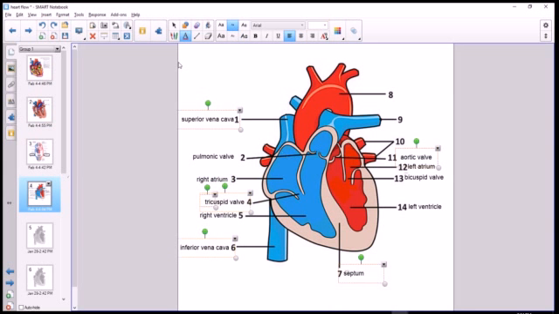Moving over to the other side, we have this vessel that leaves the right ventricle. And this vessel that leaves the right ventricle, labeled number 9, is the pulmonary artery. And the pulmonary artery takes blood to the right and to the left, and these take blood to your lungs, to the right lung and the left lung.